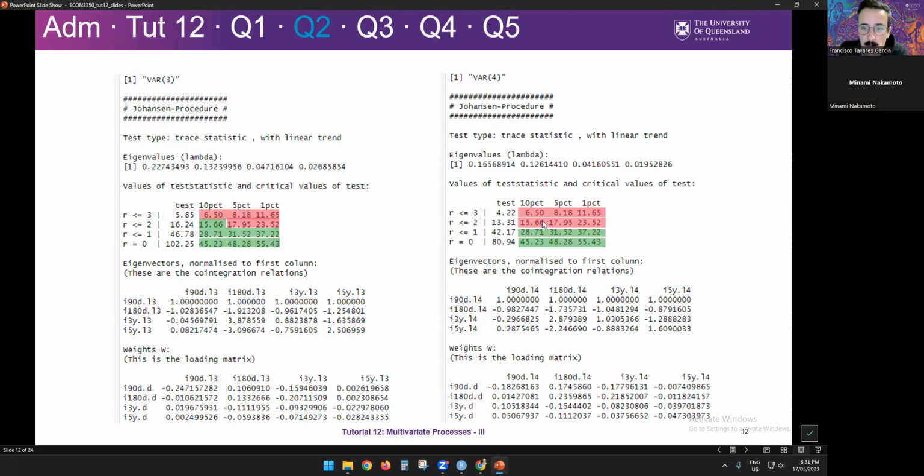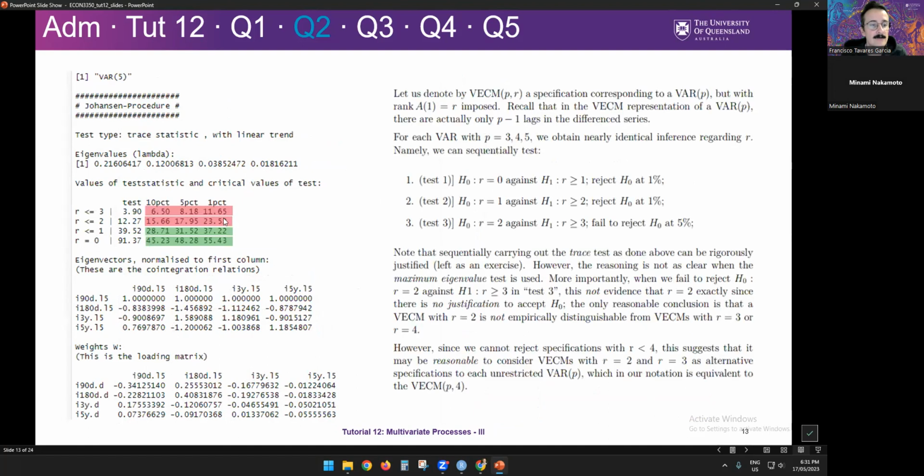It's pretty much the same result, but now for var4, we are not rejecting at 10%. And when we go to var5, you will see the same results. It does reject the rank being equal to 0 and the rank being equal to 1 or smaller, but it doesn't for 2 and 3. So these are the results for p equal to 3, 4, and 5.